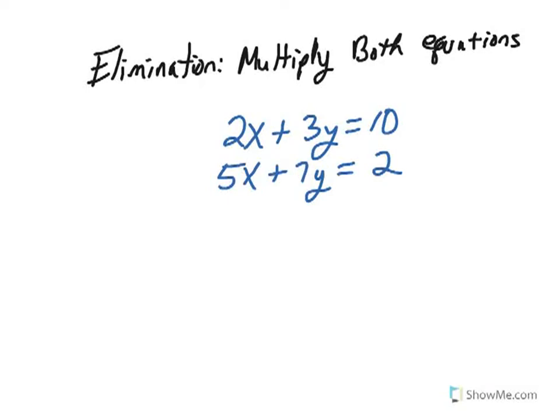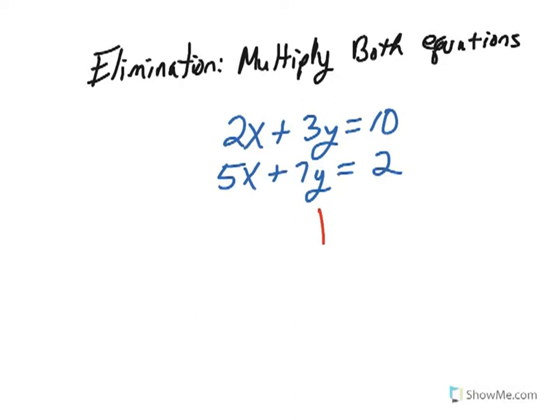Today we're going to look at elimination by multiplying both equations by a value. If we take a look at these two equations, we can see that in the x variable, we have a 2 and a 5. There's no way to change a 2 into a 5, and no way to change a 5 into a 2. If we look at the y variable, we have a 3 and a 7. There's no way to change a 3 into a 7, and no way to change a 7 into a 3.